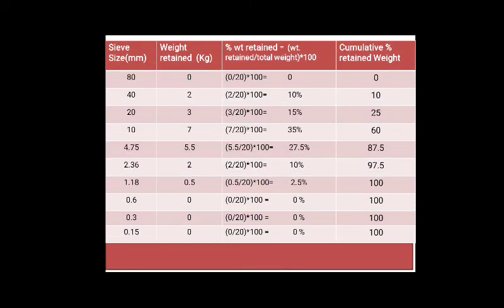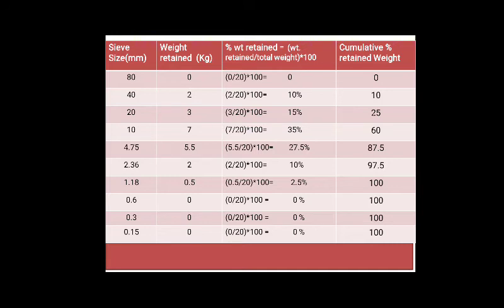So here is the table, and we have mentioned all the values which we have calculated. Percent weight retained on each sieve: on the 80 mm sieve, there will be 0% weight retained. 40 mm sieve, there will be 10%. 20 mm, there will be 35%. 10 mm, there will be 35%. 4.75 mm, there will be 27.5%.